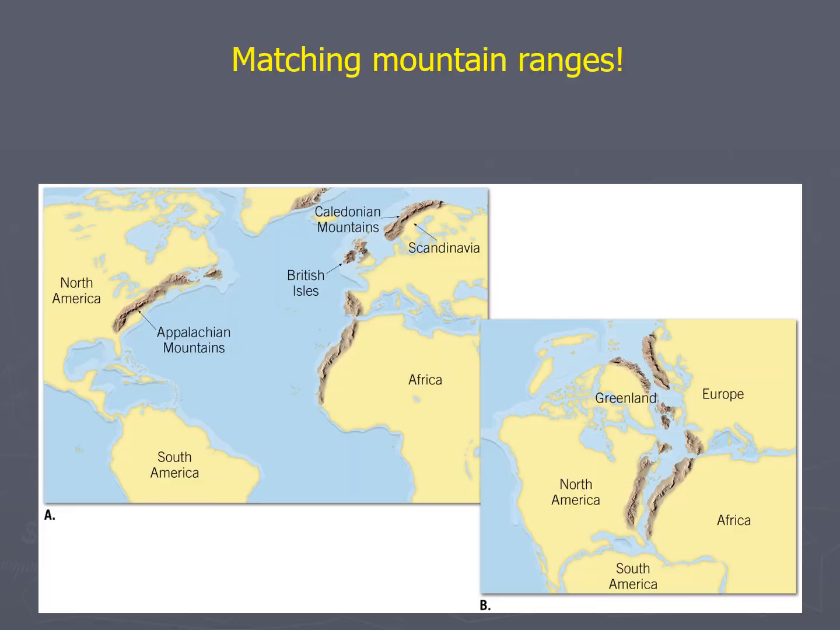Here's just another version of what we just looked at, how you can match up the Caledonian Mountains in Scandinavia, say, to the Appalachian Mountains in North America. So these mountains form together as one big mountain chain, and they are now separated by the Atlantic Ocean.